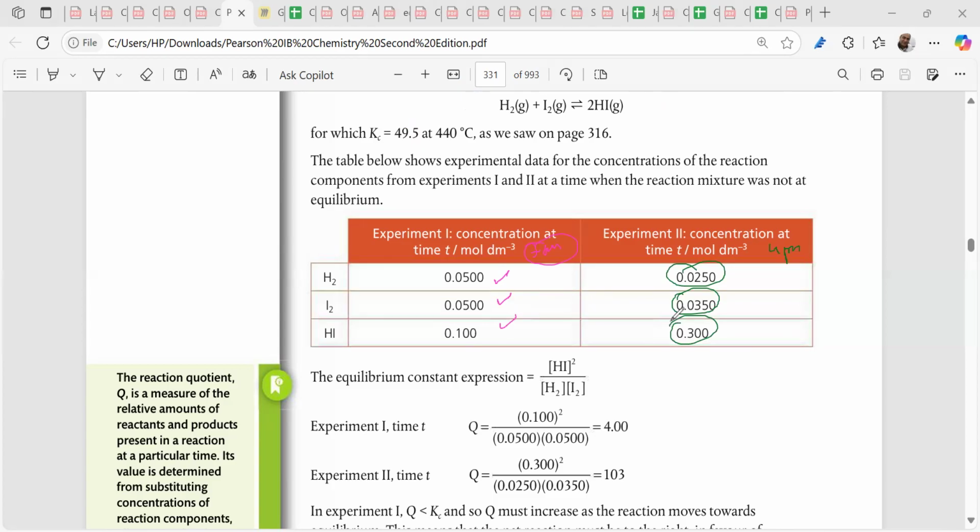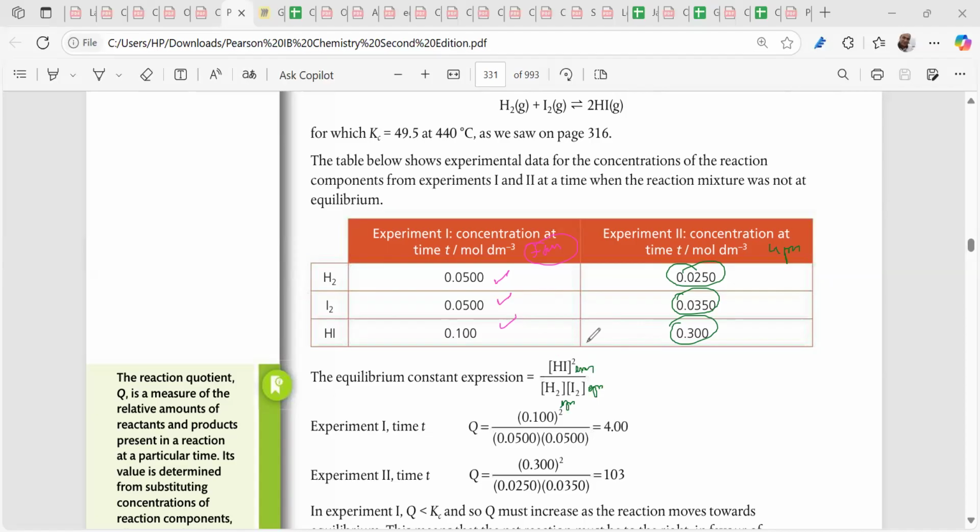Now, here is a very important part you have to master, right? We are now putting these values into a new expression. It's similar to the equilibrium constant, exactly the same. But in the equilibrium constant, this is very important: you must put the equilibrium concentration, right? You cannot put any other concentration. You have to put the equilibrium concentration, right? Clear? This is clear to you?